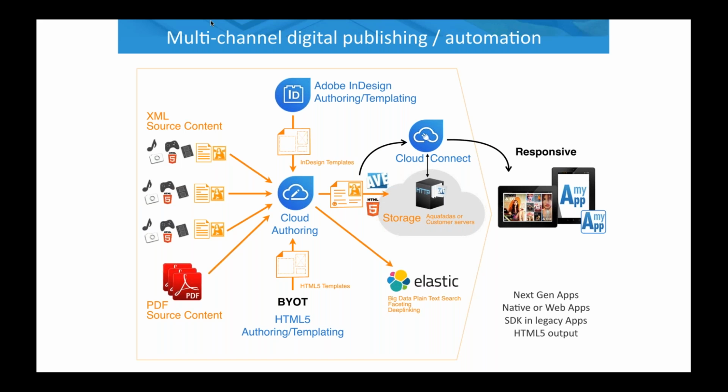And with Cloud Connect, which was not part of this webinar, you can push it, disseminate your content to native apps, web apps, or your own legacy apps using our SDK, or finally the HTML5 archive, like you have seen in our web reader. We are also enabling recently Elasticsearch, which is plain text search over all the content that you index and upload through our solution, which is a good way to find specific elements within the huge size of the content that you can use with our solution.